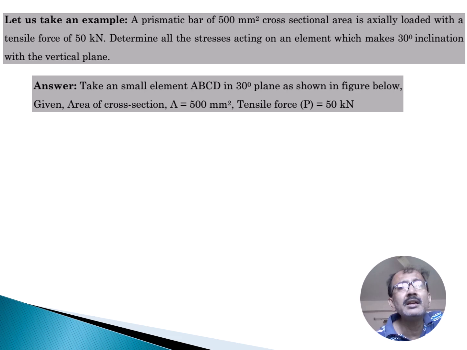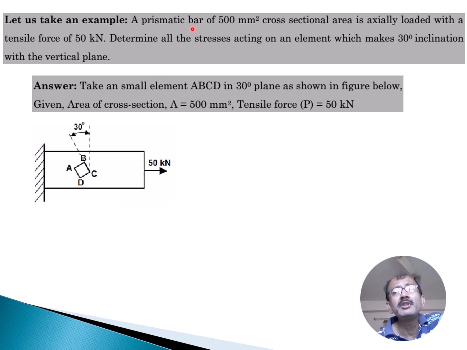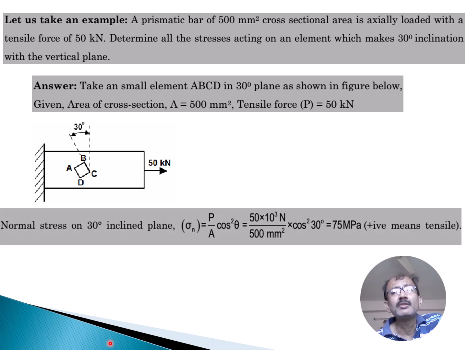Now let us take an example. This is a prismatic bar of 500 square, as in the diagram. The cross-sectional area is loaded with a tensile force of 50 kilonewton. Determine all the stresses acting on the element which makes a 30-degree inclination with the vertical plane. So we have to calculate that. Determine all the stresses. Now let us discuss.